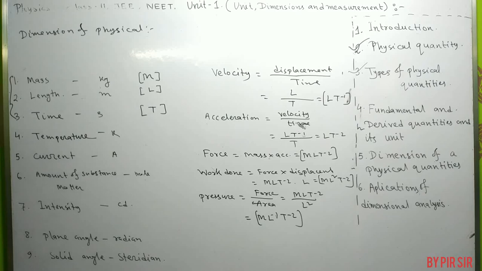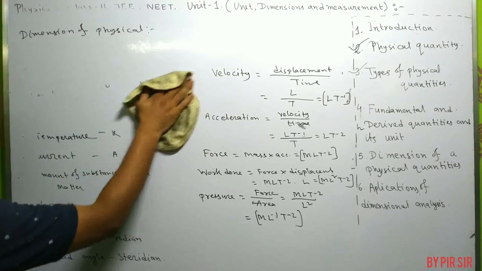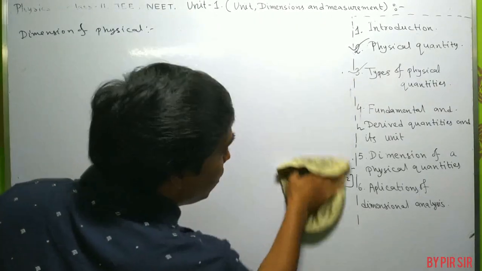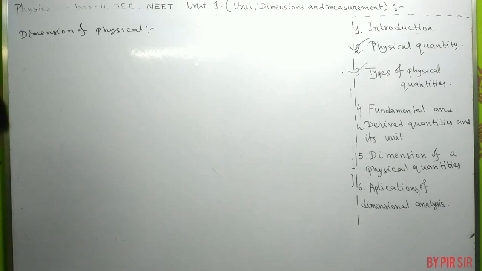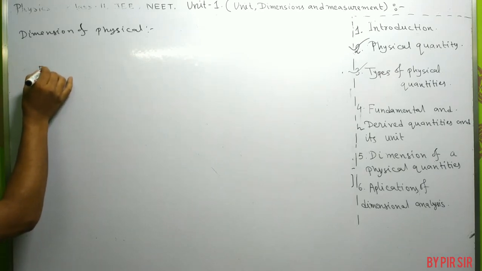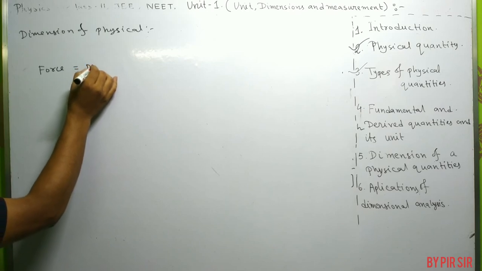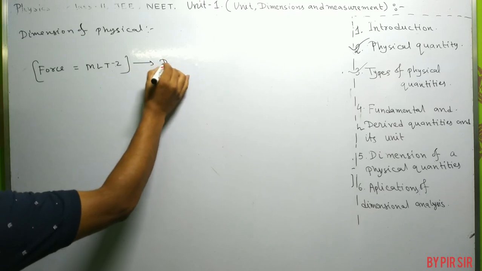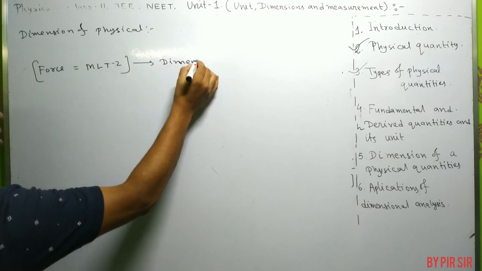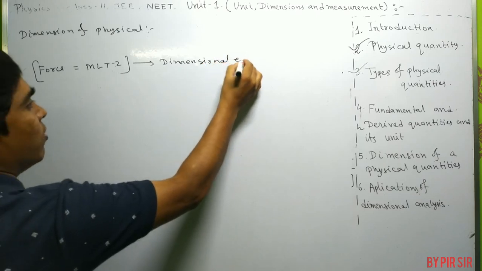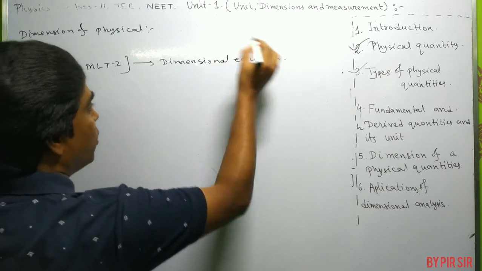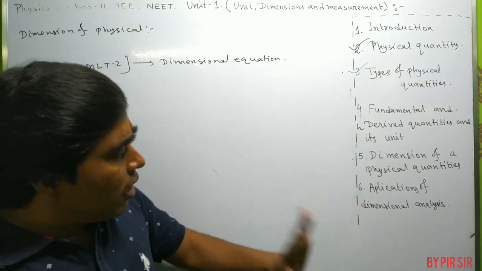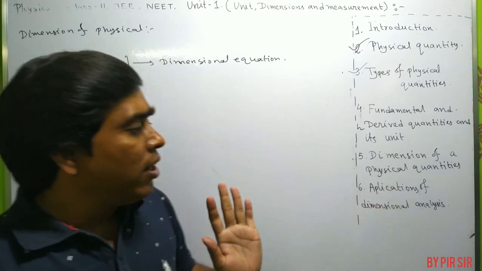So if you want to know what the dimensional equation is, suppose the dimension of force is M L T^-2. This is called a dimensional equation. Now, what is the application of dimensional analysis?